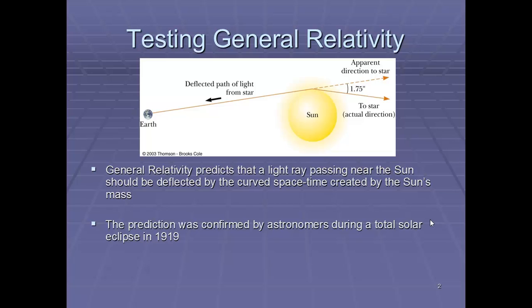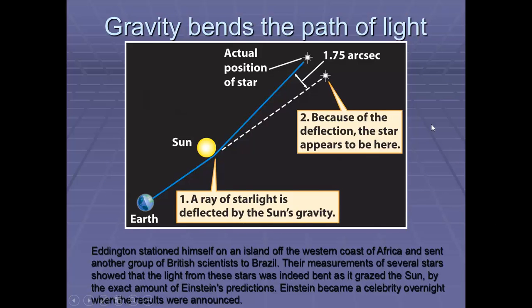by the curved space-time created by the Sun's mass. So this prediction was actually confirmed by astronomers during a total solar eclipse in 1919. What they did is Eddington stationed himself on an island off the western coast of Africa and sent another group of British scientists to Brazil. Their measurements of several stars showed that the light from these stars had indeed bent as it grazed the Sun by the exact amount of Einstein's predictions. Einstein, on this point, became a celebrity overnight.